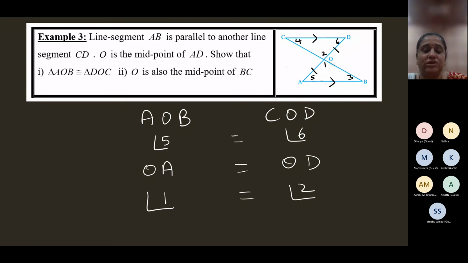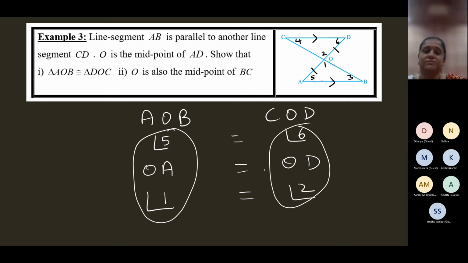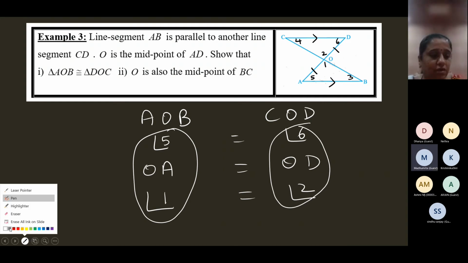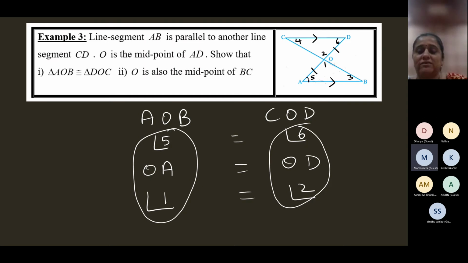Yeah, children. So based on the information we have written, we've written angle 5 is equal to angle 6. And then OA is equal to, see, all this is of the first triangle, AOB. And all this is of the second triangle, COD. Okay, now what have we written? Ma'am, it's ASA congruence criterion. Yeah. So it's about this angle. See, I've marked angle 5, angle 1, and this side, OA. And in the other triangle, it's about angle 2, angle 6, and OD.